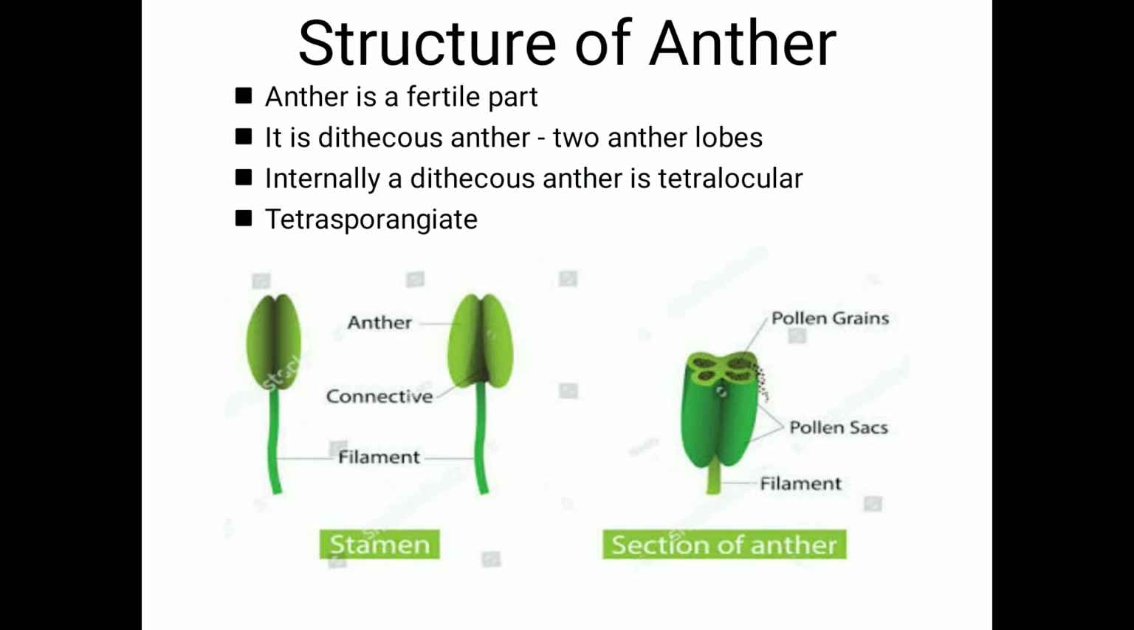Internally, the dithecous anther is tetralocular, that is, it consists of four chambers called pollen sacs or pollen chambers. Hence it is called tetrasporangiate. Tetrasporangiate means they consist of four pollen sacs or pollen chambers, also called microsporangia, hence they are four. In the diagram, see the four pollen sacs.